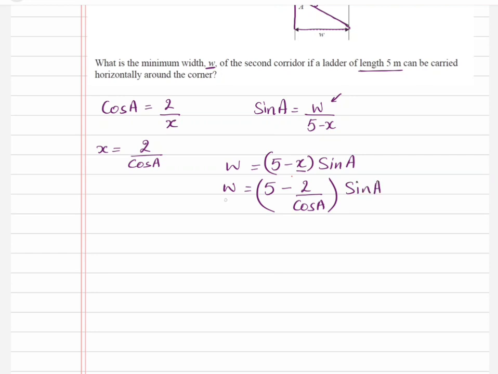Right, now this is giving us an equation in terms of W and an equation in terms of A. So our two variables are W and the angle A, right? We cannot change it to X because that will give us cos inverse something, and we don't want to go into that yet. So we can't substitute A, we have to substitute X. All right, so W is equals to, let's expand the bracket, we will have 5 sine A minus 2 sine A over cos A. W is equals to 5 sine A minus, sine over cos is tan, so we have 2 tan A.